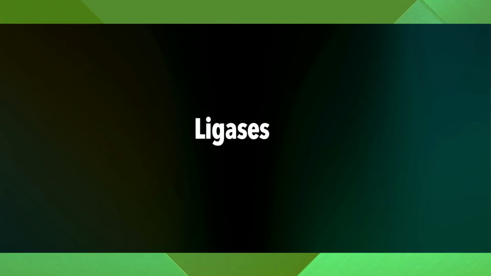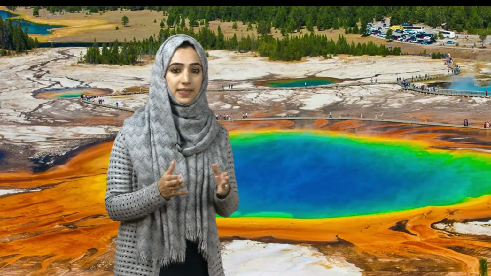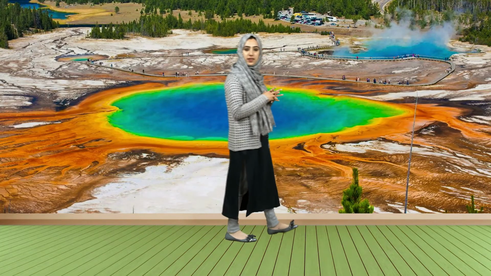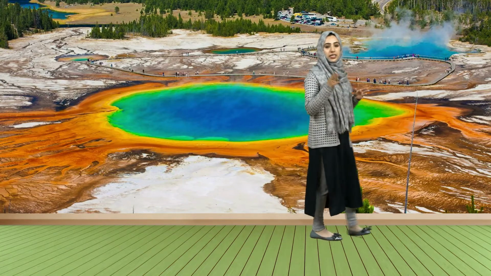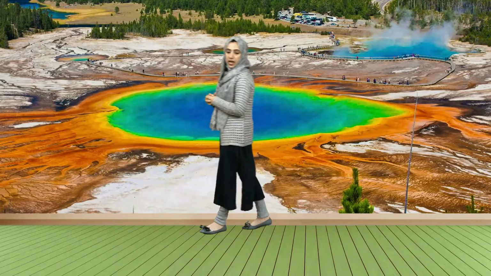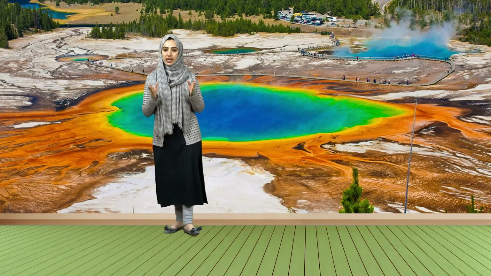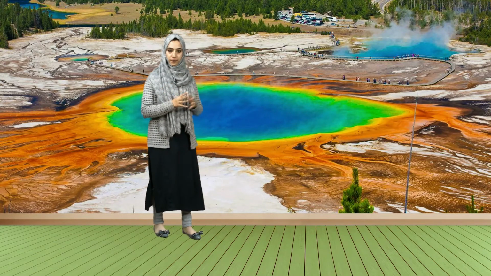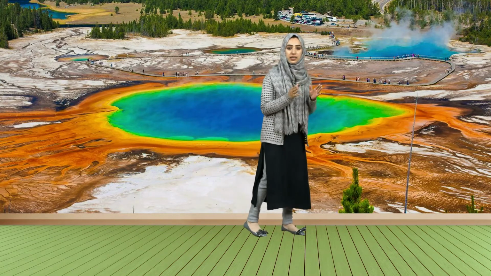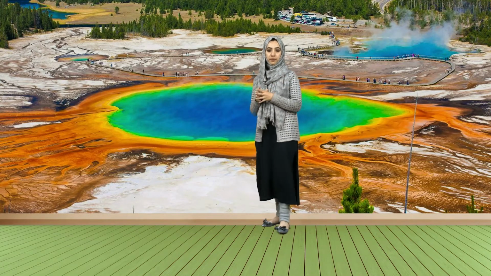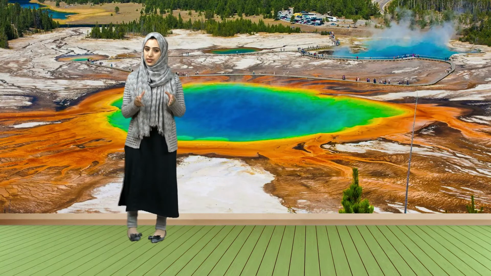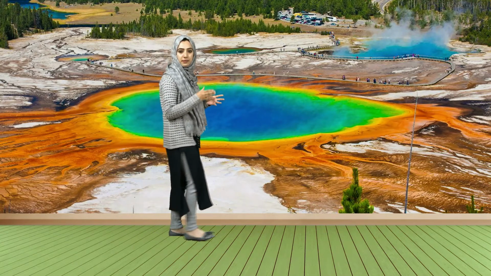Next is ligases. DNA ligase catalyzes the linking of polynucleotides. The first thermostable ligase was discovered in Thermus thermophilus in 1984. Several thermostable DNA ligases have been discovered since then. An important application for thermophilic ligases is the ligase chain reaction. In this reaction, DNA ligase amplifies DNA, but a single base substitution prevents ligation and is thus distinguished. Therefore, it can be used in DNA diagnostics for the detection of single base mismatches.